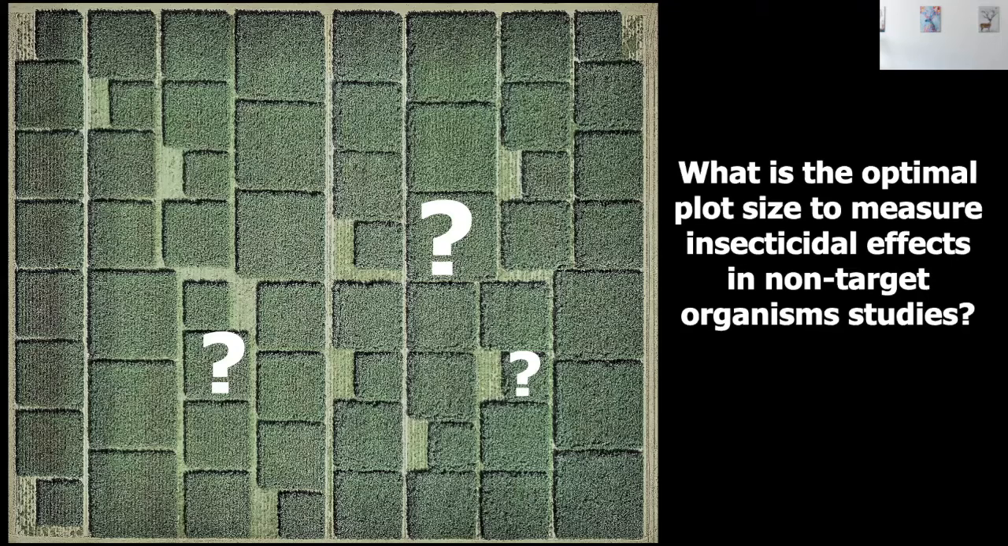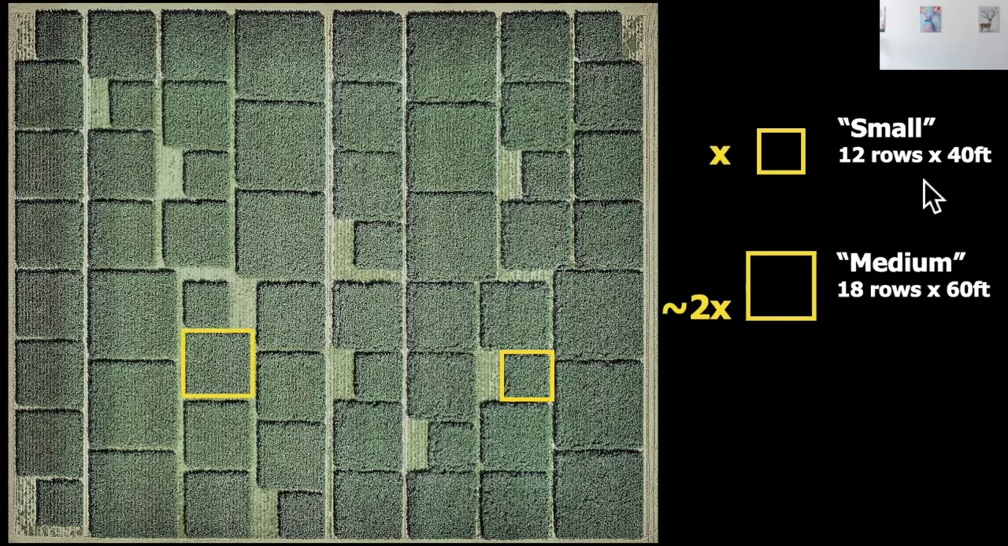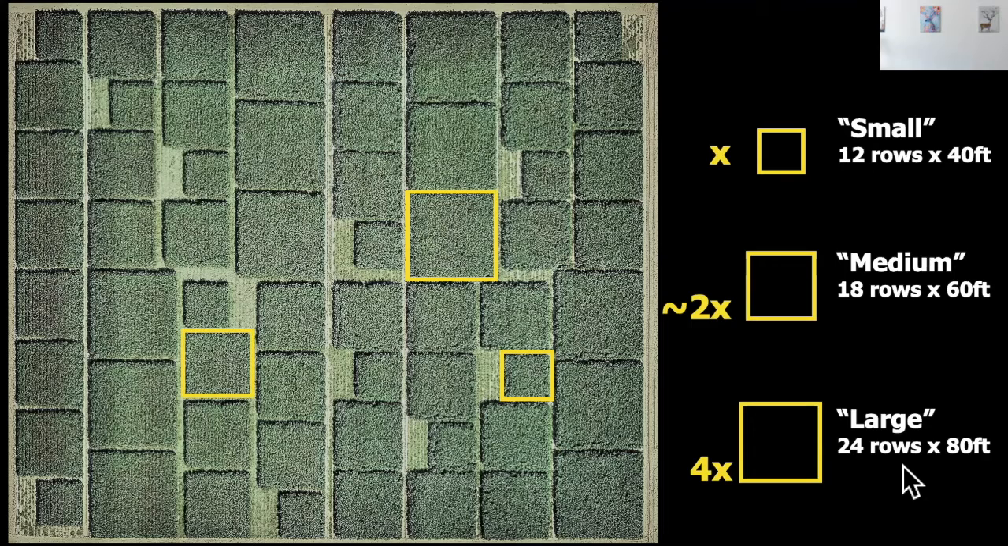You had the same question about plot size. So you wanted to determine what was the optimal plot size to measure insecticide and trait effects in non-target organisms in Arizona cotton. So we established 3 plot sizes: small, 12 rows by 40 feet, medium, which was about double the size of the smallest size, and a large plot size, 4 times larger than the smallest plot size.